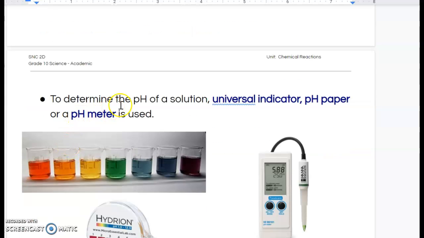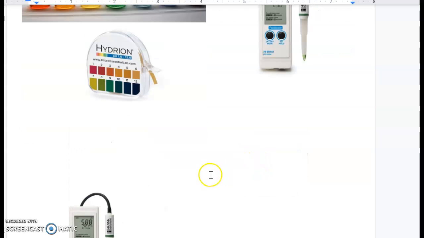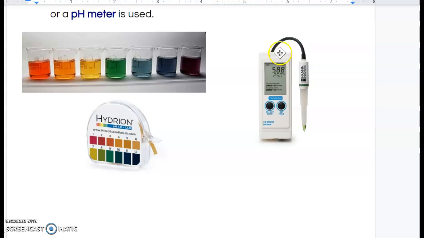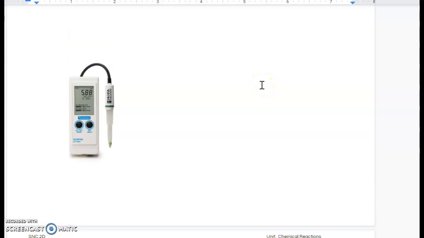To determine the pH of a solution, universal indicator pH paper or a pH meter can be used. You can see here this is very acidic, and as you move toward the purple range, you're getting more basic. This is what a pH meter would look like. If we were in class, we'd be doing a few experiments with this, but this is basically what it looks like. And that's about it, all you need to know for acids and bases. We will talk about neutralization reactions in the next lessons. Take care, guys.